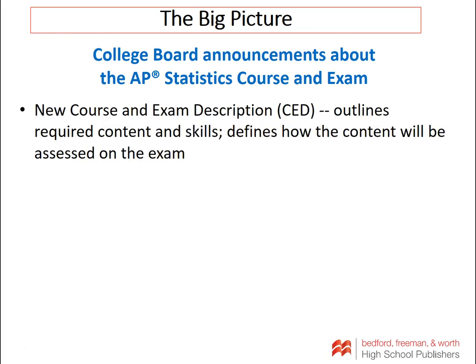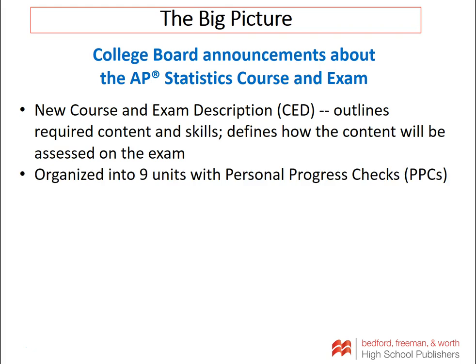As part of that announcement, College Board released a new course and exam description, or CED, that outlines the required content and skills and defines how the content will be assessed on the AP exam. The course framework is organized into 9 units, each of which has an associated pre-prepared personal progress check that students can take as a formative assessment.